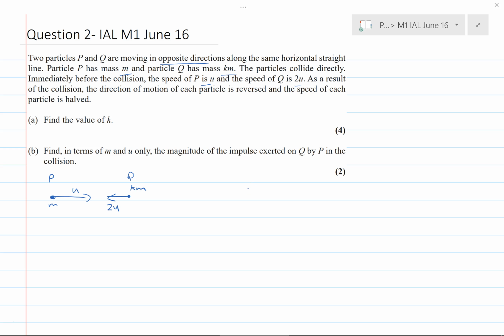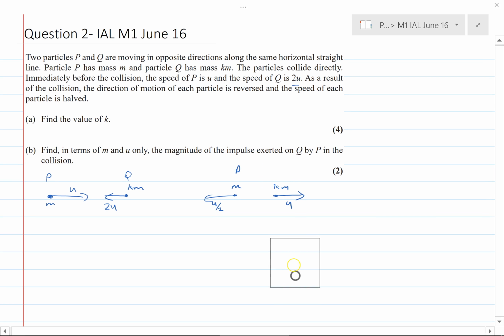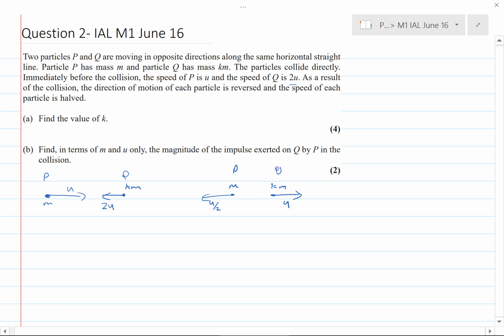And then I think we're told somewhere that the direction of each is reversed. So we can call this one, and we're given the speeds of them as well. Each of them is halved, so if this one was u, then half of that is u over 2. And if this one was 2u, then half of that is u. And then the mass there is m and km for particles P and Q.